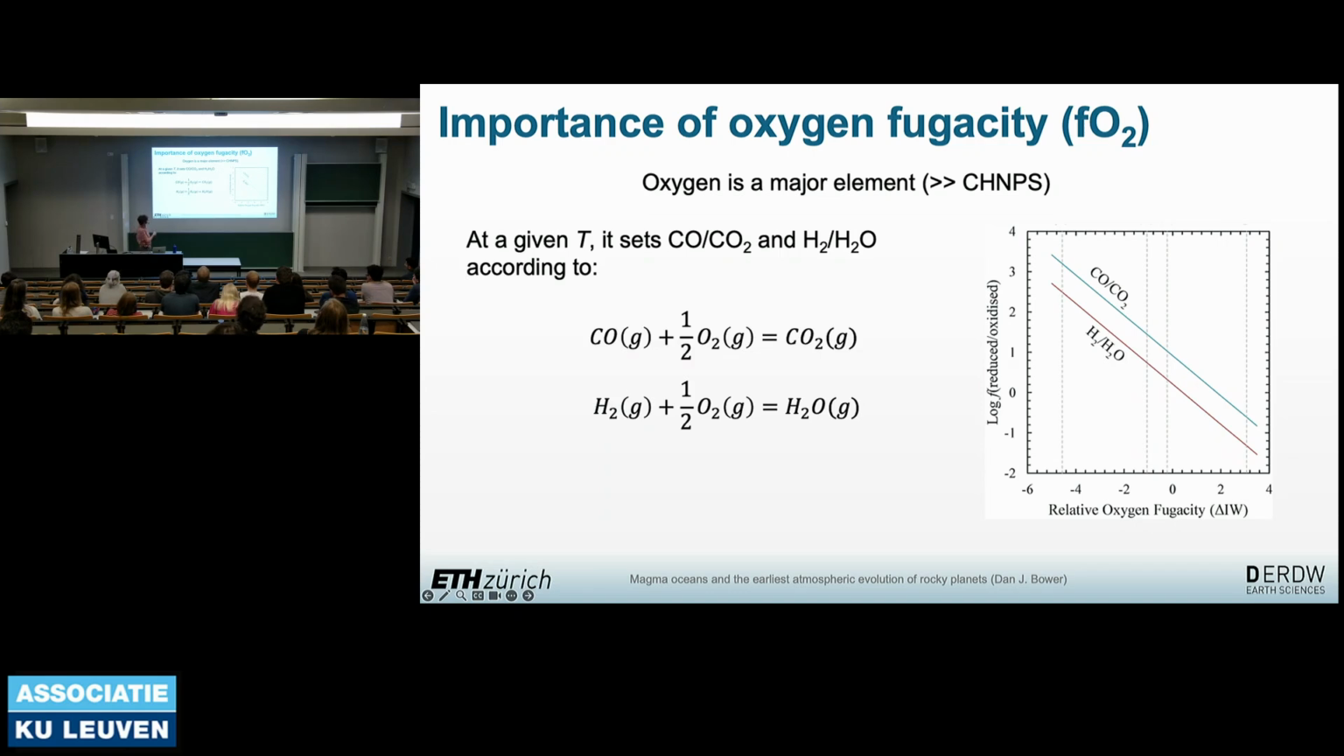This also makes this parameter an interesting target for exoplanet observations, because if we can, for example, detect and constrain relative abundances of CO to CO2 or H2 to H2O, then we learn something about the oxygen fugacity, which can be very helpful for understanding planet formation and evolution processes.